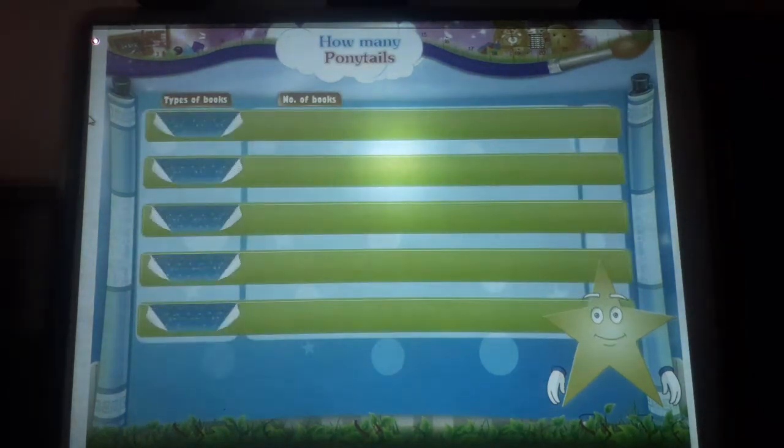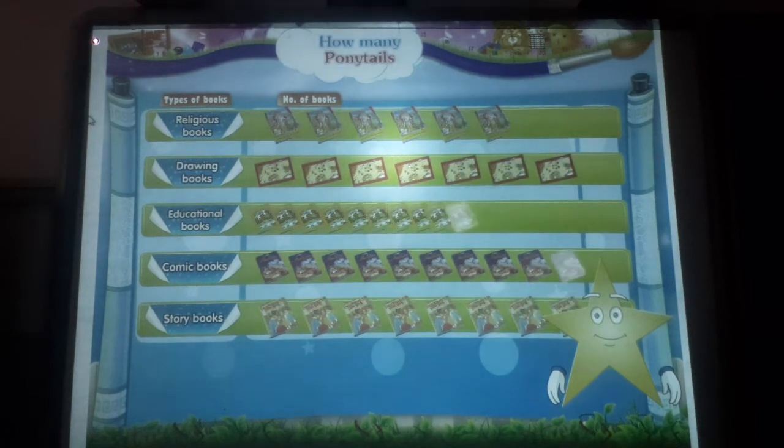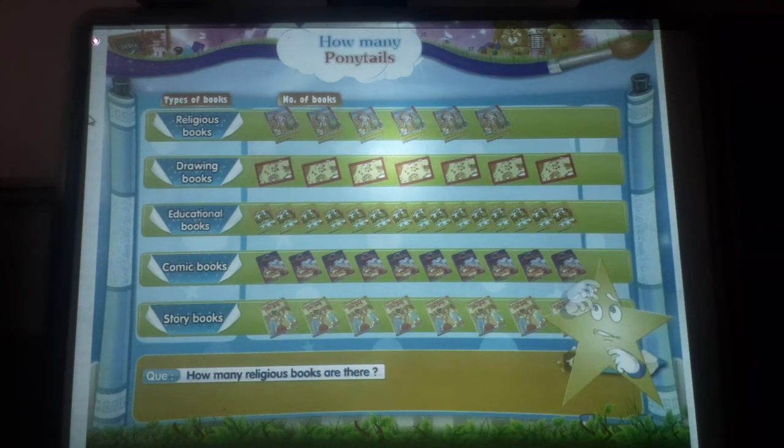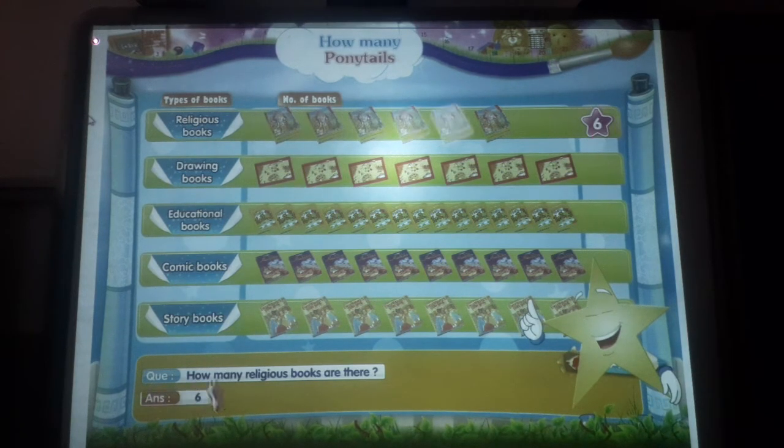Hey Starry, take a look at my book collection. Oh, you need not count the books of each type. I have the information ready for you in the form of pictures. Can you tell me, Starry, how many religious books are there? Yes, Starry, there are 6 religious books.